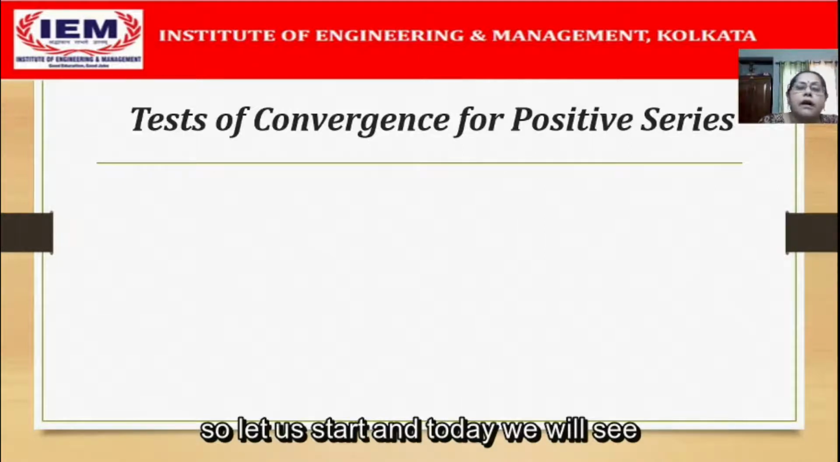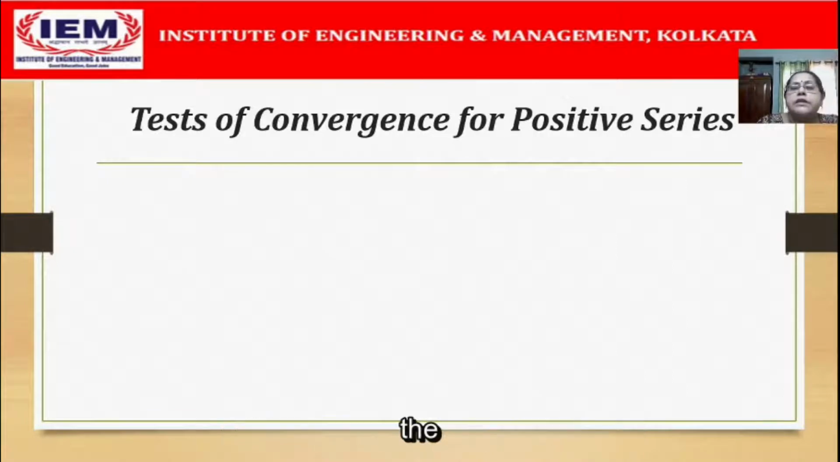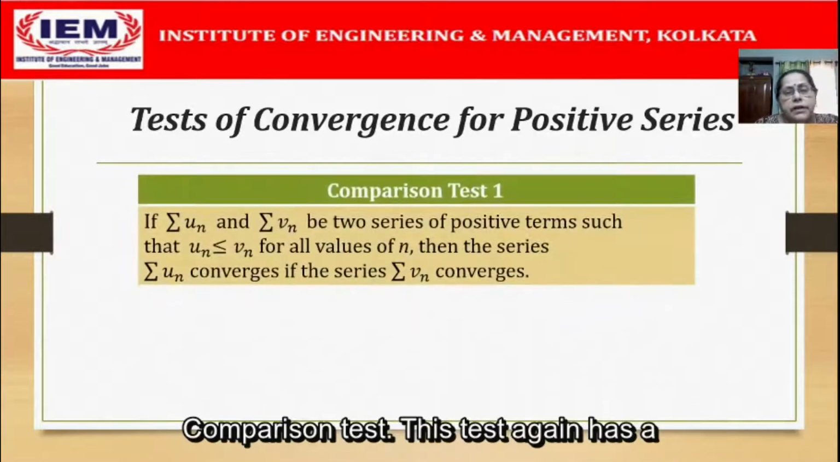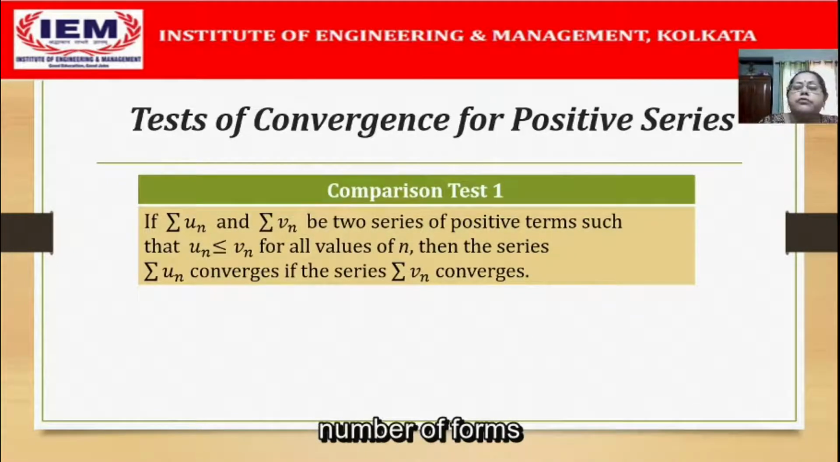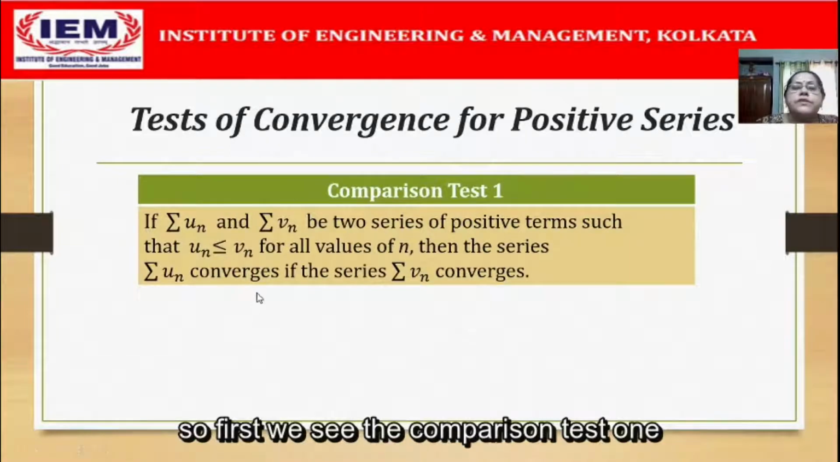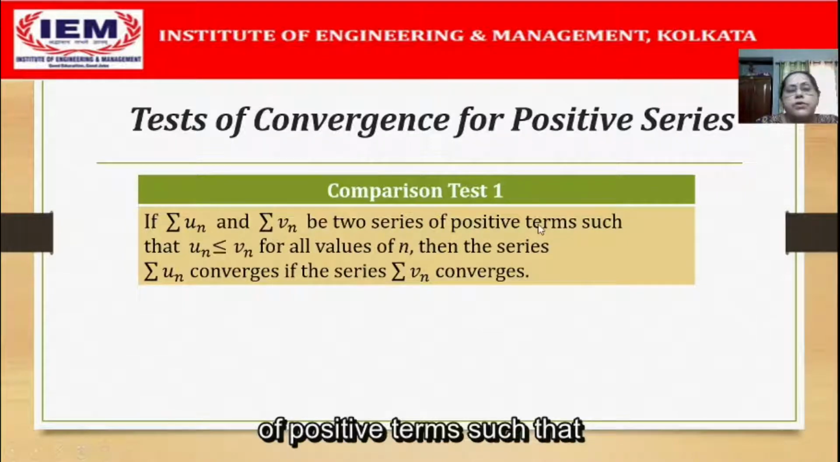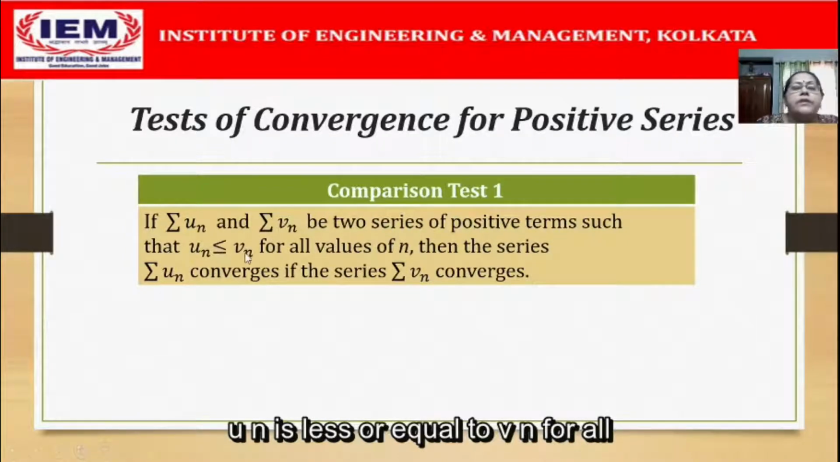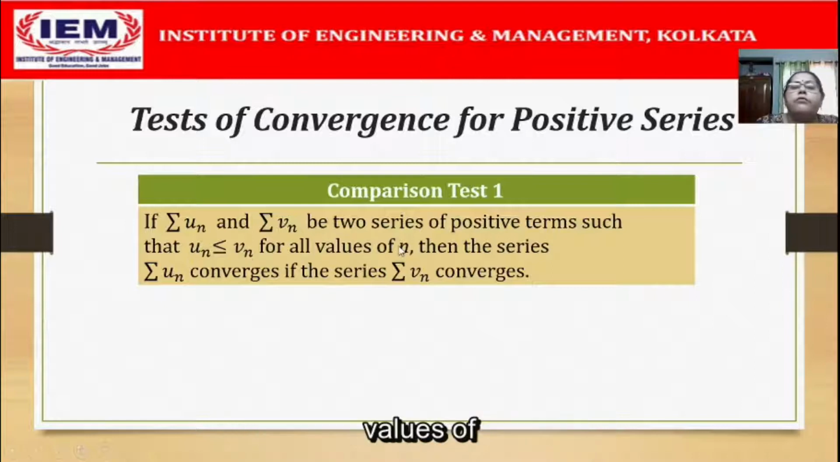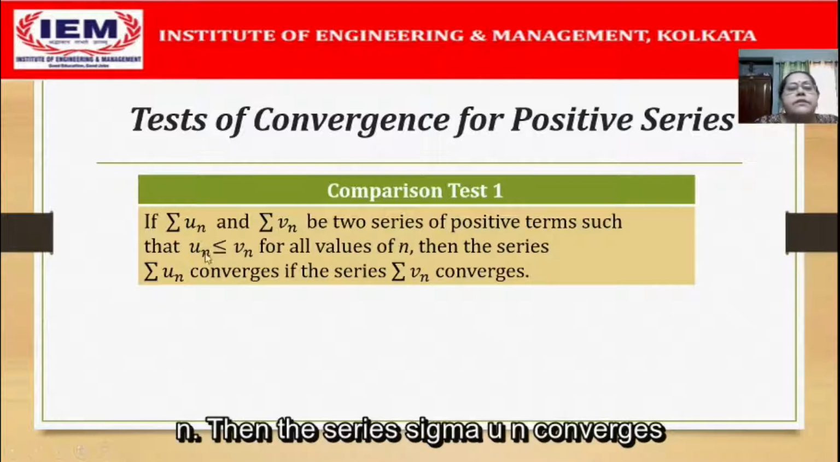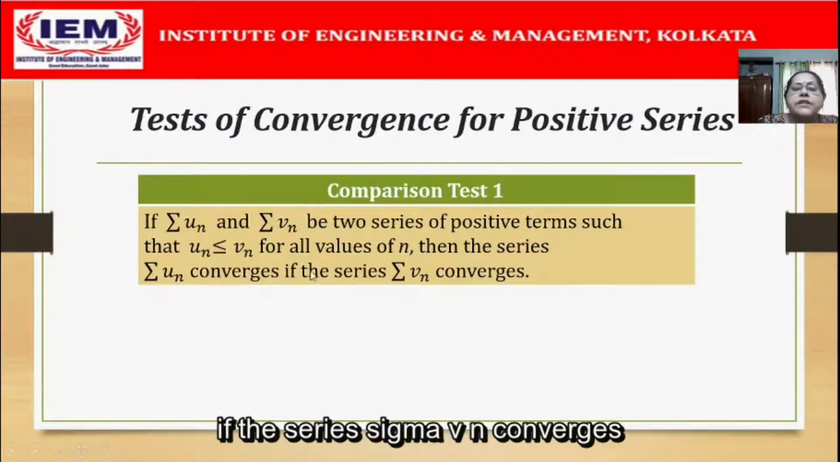So let us start, and today we will see the comparison test. This test again has a number of forms. So first we see comparison test 1. If sigma un and sigma vn are two series of positive terms such that un is less than or equal to vn for all values of n, then the series sigma un converges if the series sigma vn converges.